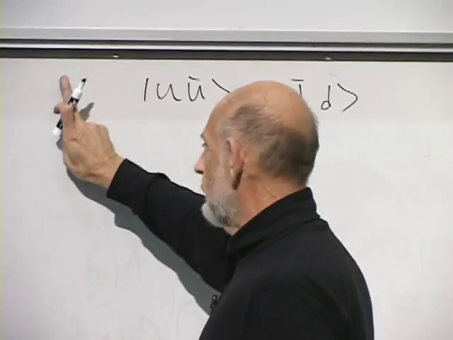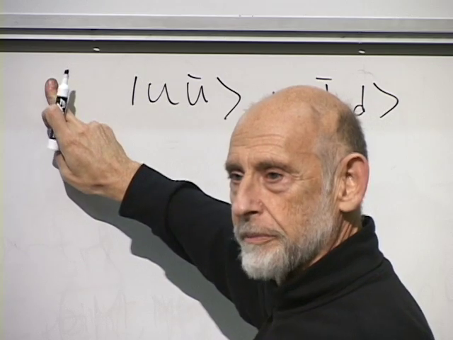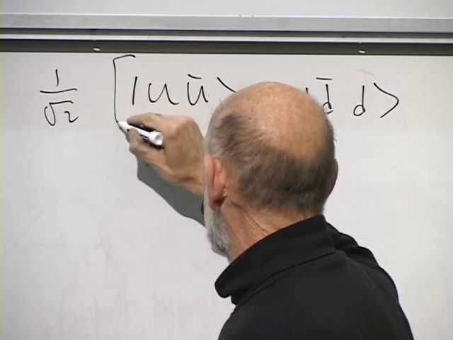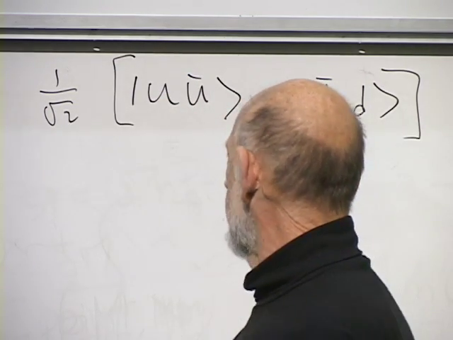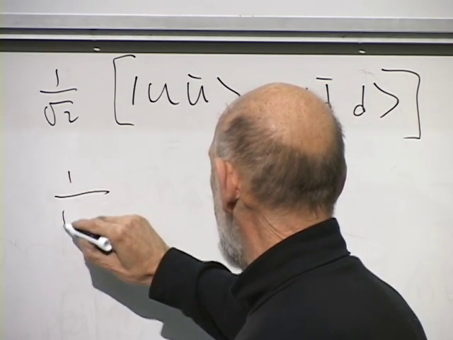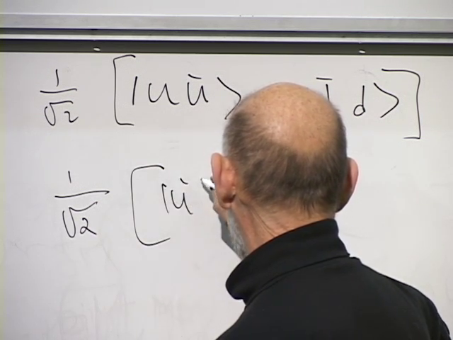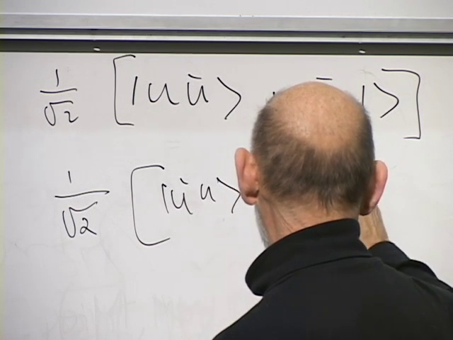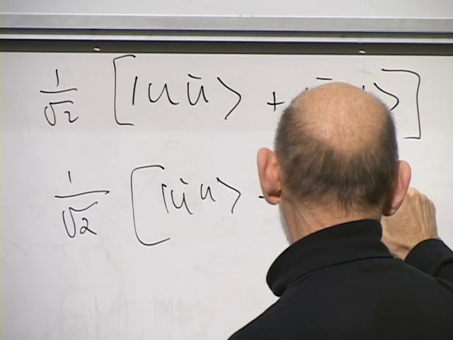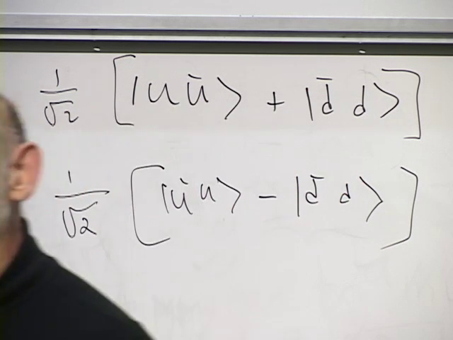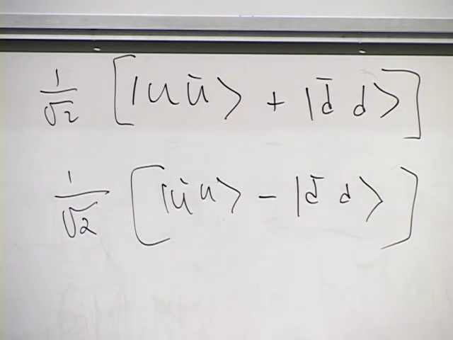And what would I put in front of it to make it have total probability 1? 1 over square root of 2. This is a quantum state, and this is the orthogonal quantum state. Up, bar up, minus down, bar down. You know what this is? This is an entangled pair of quarks. Not entangled through their spin, but entangled through their upness or downness.